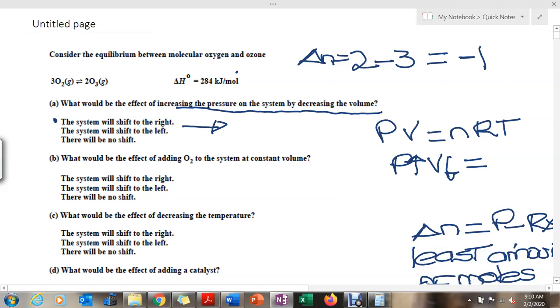What would be the effect of adding O2 to the system? You're adding O2, and O2 is the reactant, so that means that to compensate, it will produce more 2O3. In other words, 3O2 would be consumed. So the equilibrium is moving to the right also.